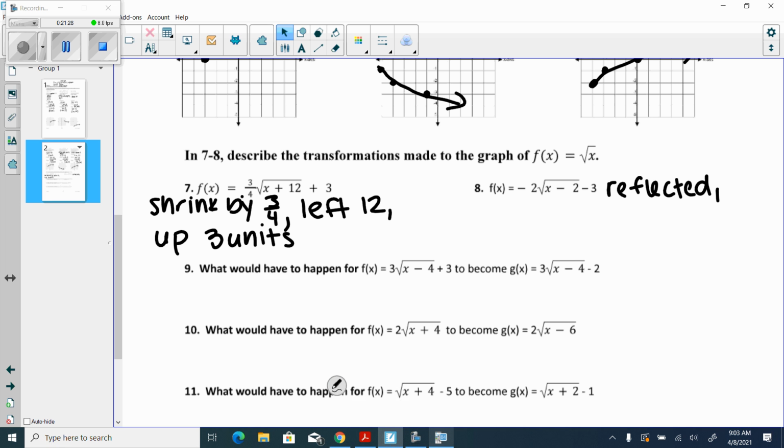And that 2, what's the 2 going to make happen? Very good. Remember, the negative doesn't determine whether it's a stretch or shrink. Okay. What about that minus 2 underneath? Very good. And lastly, very good.